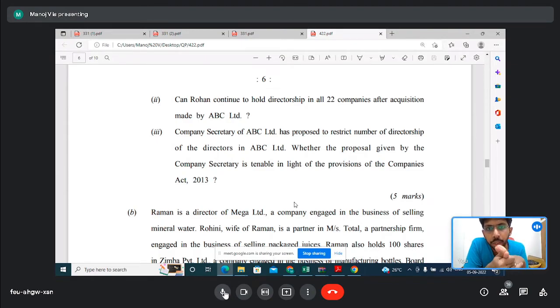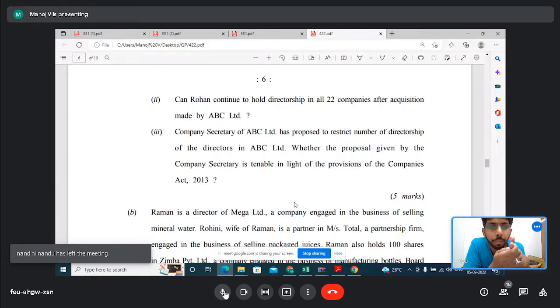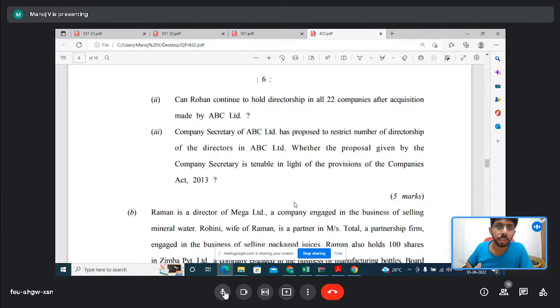Based on the company secretary's proposal, once the board decides to make an amendment in the articles to restrict the number of directors, which does not cross the limit as per the Act, it can be done. Because the Act has mentioned a certain limit. If it is going beyond the limit, then there is a violation.